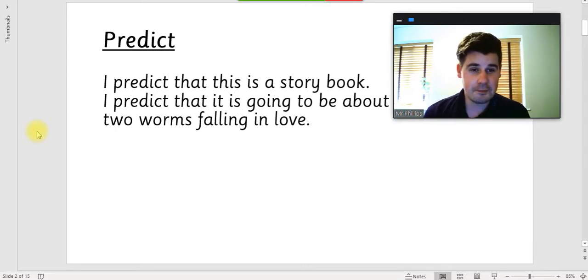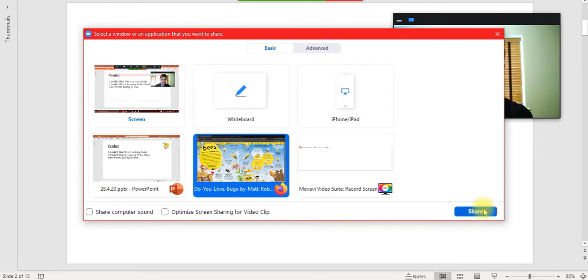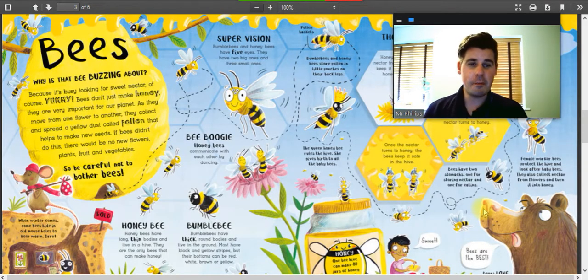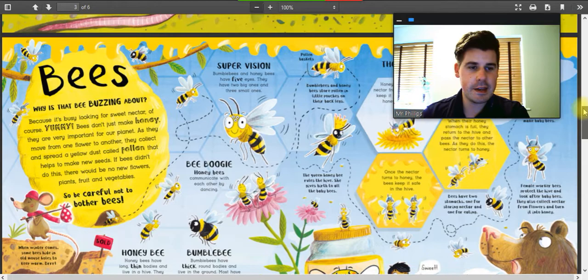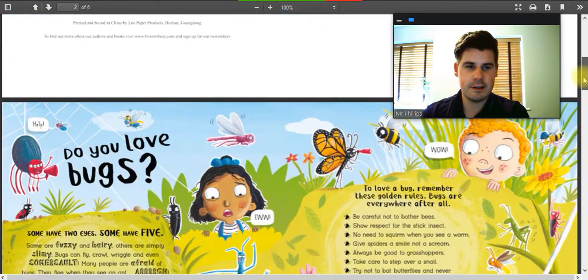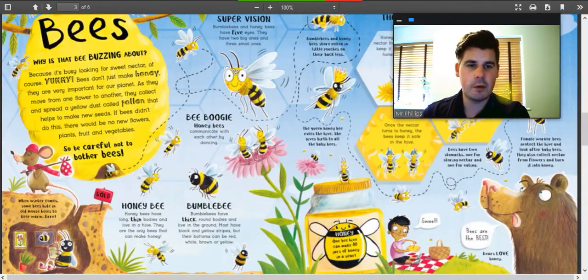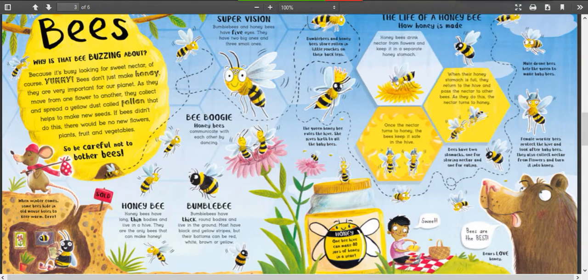Now that we've predicted, should we have a little go at reading it and seeing if our predictions are right? So I'm going to swap our screen over to the book. Now, there's a few different pages on our book, but this is the one I want us to focus on. I want us to focus on the bees section. There are other pages like this, but I want to focus just on the bees section today, okay? So I'm going to move myself out of the way because you don't need to see me for this little bit. You need to see the text. And you should be able to see my mouse floating around on the screen.